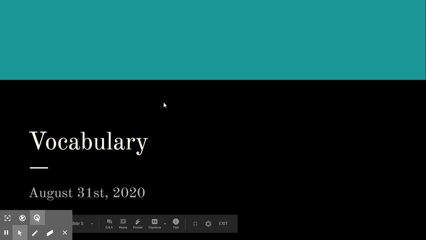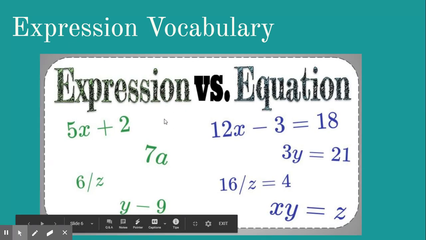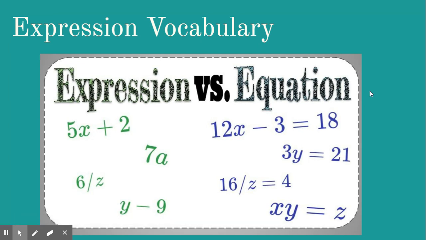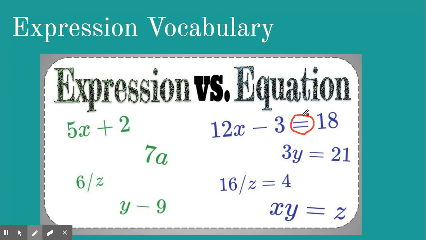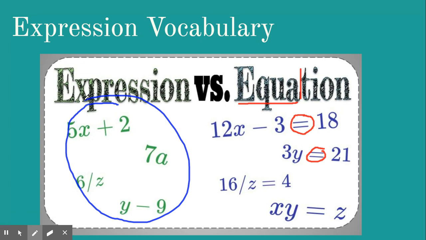Okay. Now we can move on to the expression vocabulary. Expressions versus equations. In green here, we have multiple examples of expressions. In blue, we have multiple examples of equations. I'm hoping you'll notice that the biggest difference between these two is the equal sign. It makes sense. Equations have equal signs. You'll even notice it looks very similar to the word equal. So equations have equal signs. Today, we're only going to talk about our expressions, and that is without an equal sign.